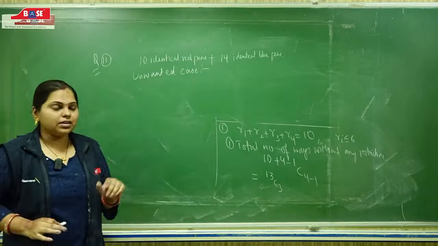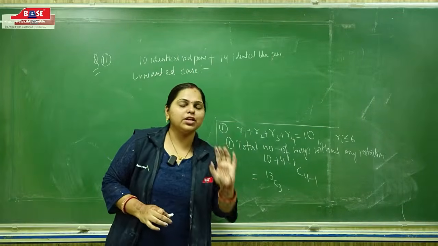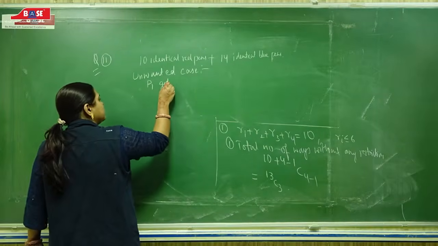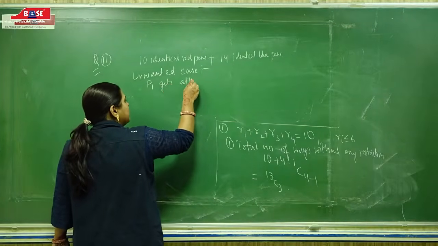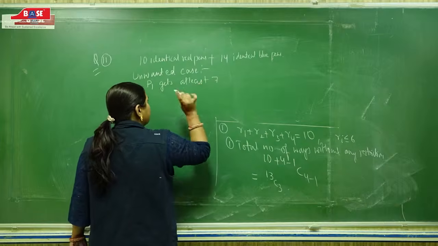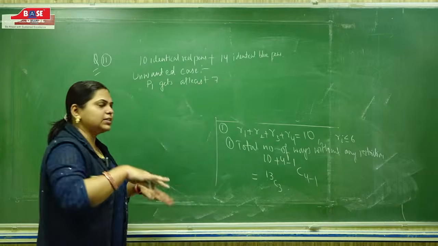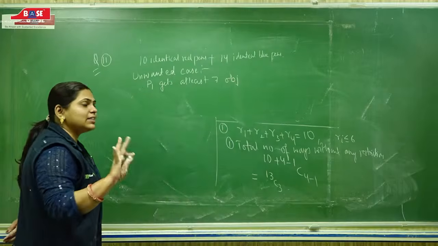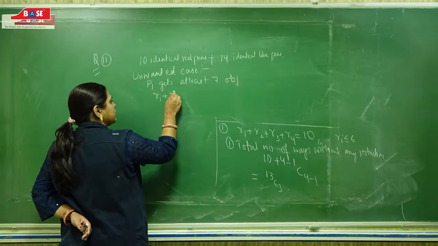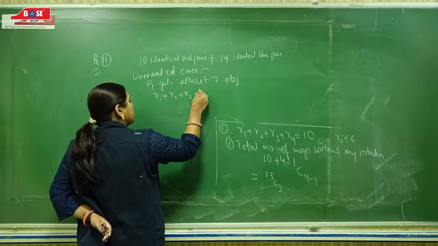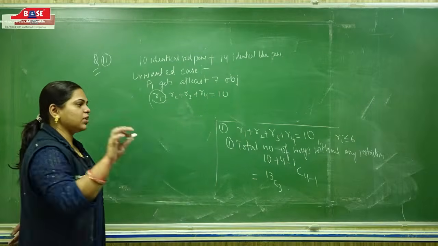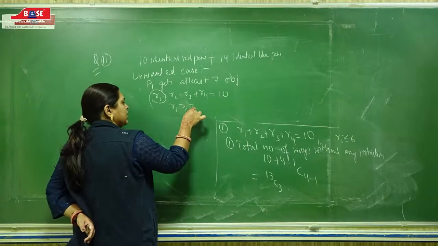In the unwanted case, there should be one case where the first person P1 gets at least 7 objects. Now if P1 gets at least 7 objects, then R1 plus R2 plus R3 plus R4 equals 10. So this R1 is already greater than or equal to 7.